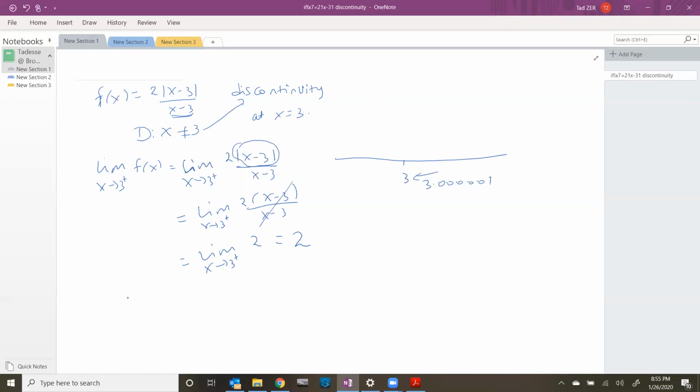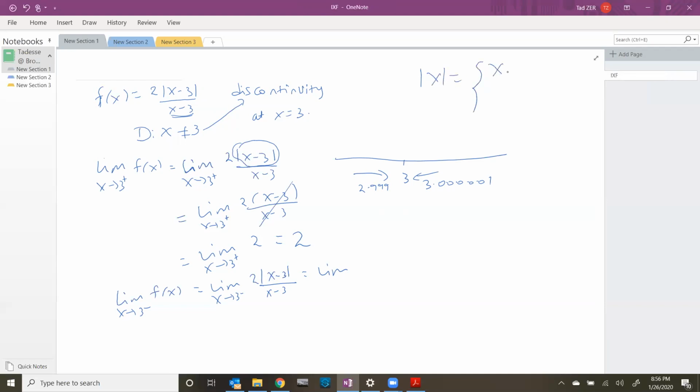Let's find the left hand limit. So similarly, the limit of f of x as x approaches 3 from the left equals the limit of 2 times the absolute value of x minus 3 over x minus 3, as x approaches 3 from the left. So now keep in mind, I am approaching 3 from the left, which is 2.999, something like that. So if x is less than 3, x minus 3 is what? It's a negative number. The absolute value of a negative number, remember, the absolute value of x is what?